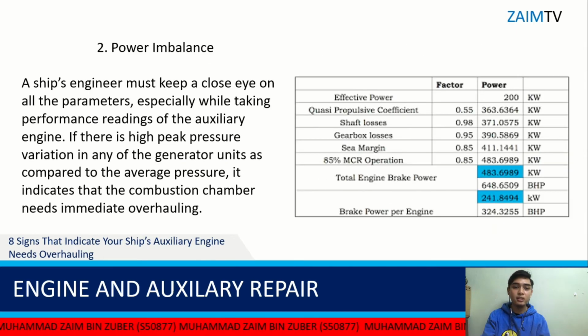The second sign is power imbalance. A ship engineer must keep a close eye on all the parameters, especially while taking performance reading of the auxiliary engine. If there is high peak pressure variation in any of the generator unit as compared to the average pressure, it indicates that the combustion chamber needs immediate overhaul.